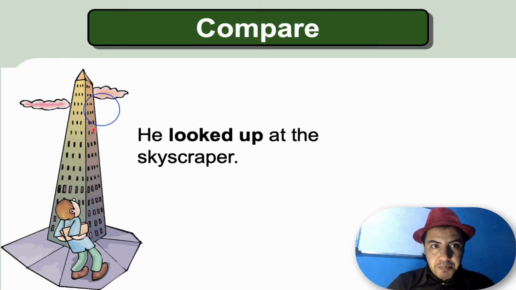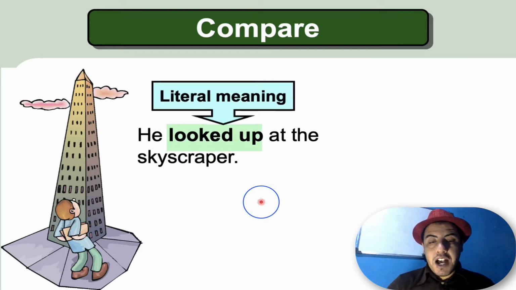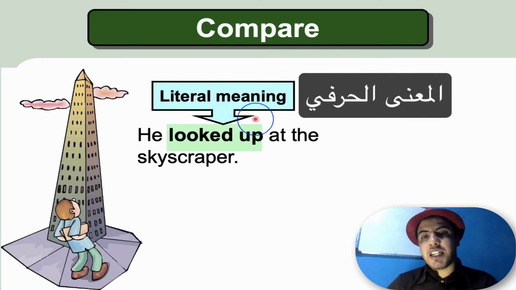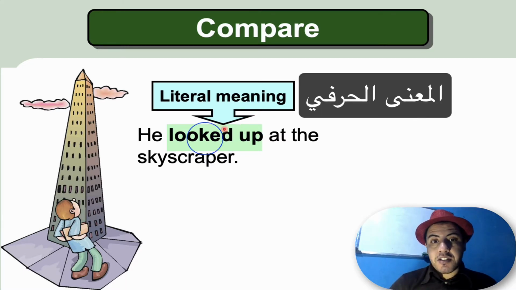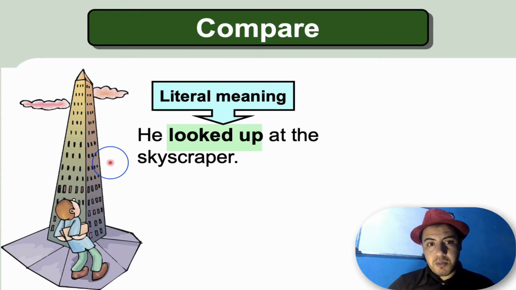Very good. This is up. Okay, it is not right, it is not left, but he is looking up. Good. So here we have looked up. This is a literal meaning. So what do we mean by literal meaning? It means that if you know what look means and what up means, you will understand what look up is. Okay, so everything is good here, so we know what it means.